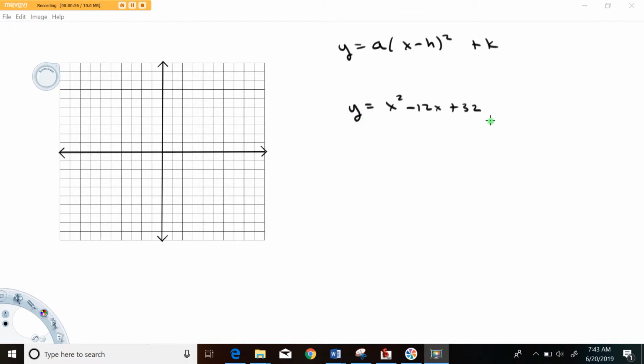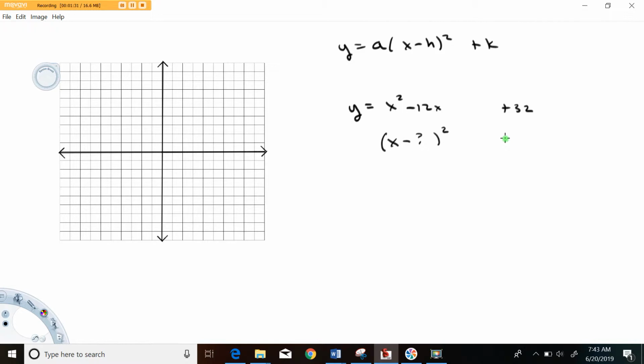In order to make this look like this, what we have to do is a process called completing the square. Completing the square is about taking these two terms and trying to make it look like x minus something, the quantity squared. So what we're going to do here is take this 32 and move it over to the right here. And the idea now is, again, we want to make it look like x minus something, the quantity squared.